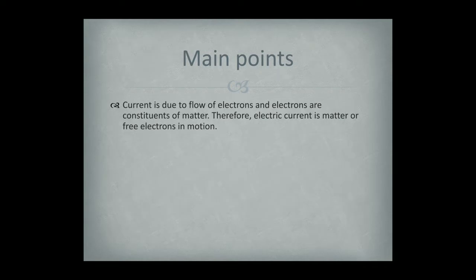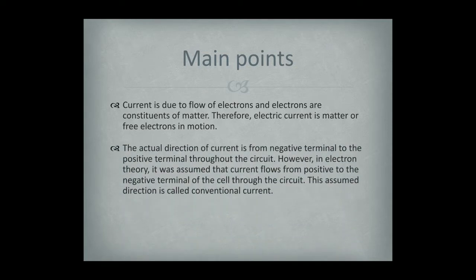Current is due to the flow of electrons, and electrons are constituents of matter. When we come to the components of matter, we know the nucleons, that is protons and neutrons, and electrons, which are negatively charged particles revolving around the nucleus. Therefore, electric current is matter or free electrons in motion.